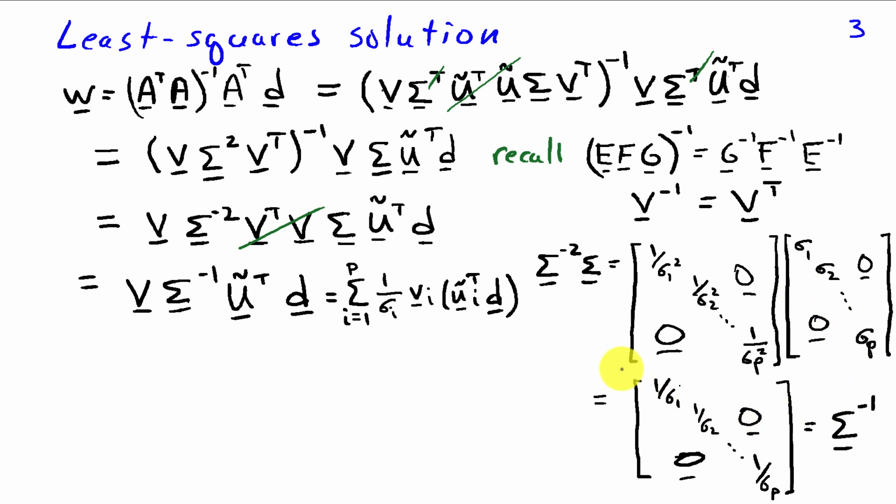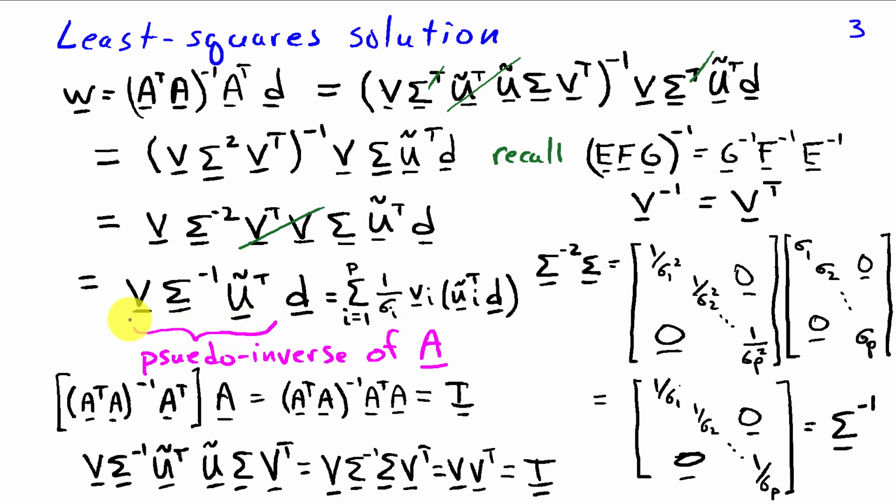These are both diagonal matrices. When I multiply these, I just end up with 1 over sigma I on the diagonal, so this is sigma inverse. So we end up with W being equal to V sigma inverse U tilde transpose times D. Now I can expand this out in terms of the individual components, since sigma inverse is a diagonal matrix, and this becomes the sum I equals 1 to P, 1 over sigma I, V sub I, times the quantity U tilde I transpose D. So this is the inner product of the ith left singular vector with D, and V sub I is the ith right singular vector, and these components are weighted by the inverse of sigma sub I.